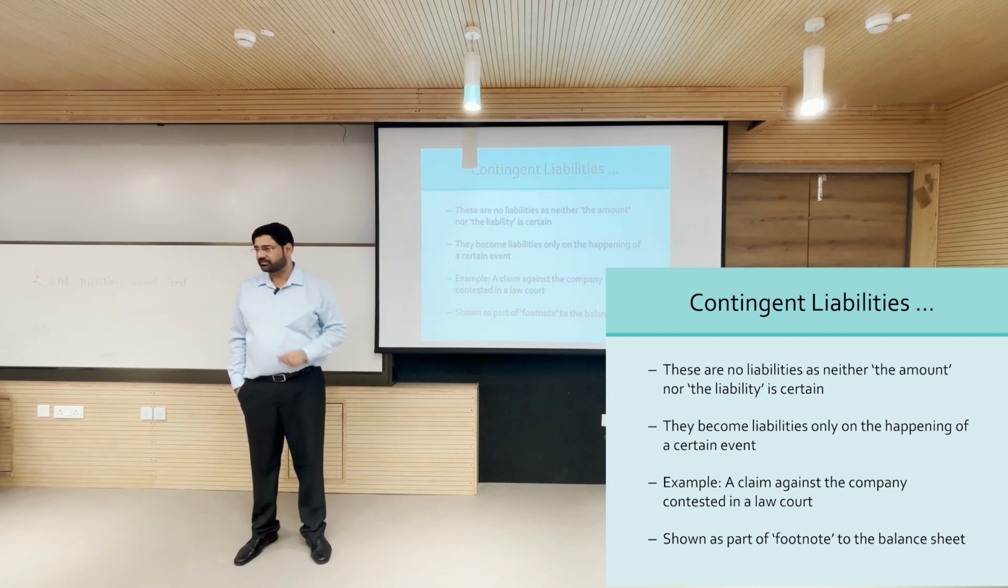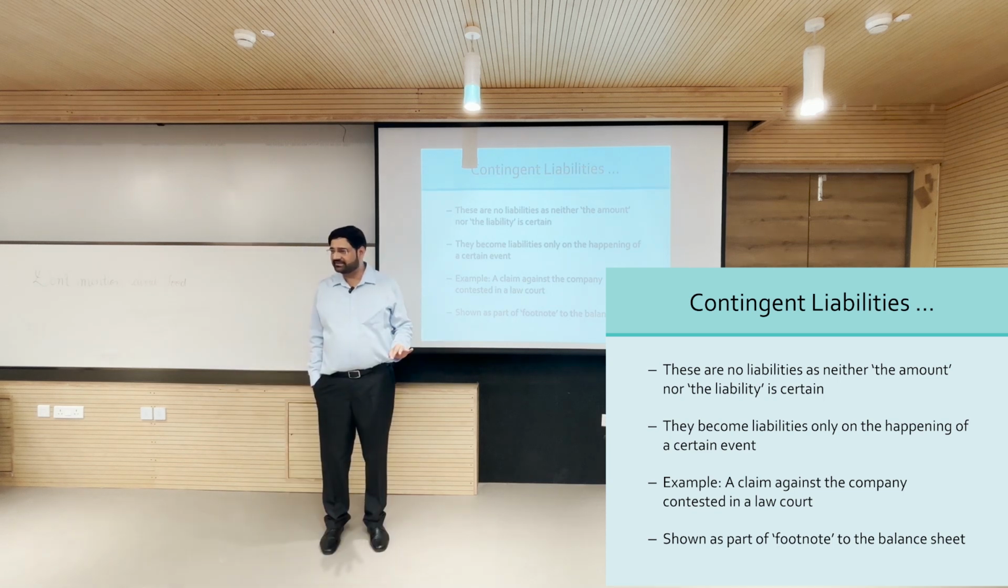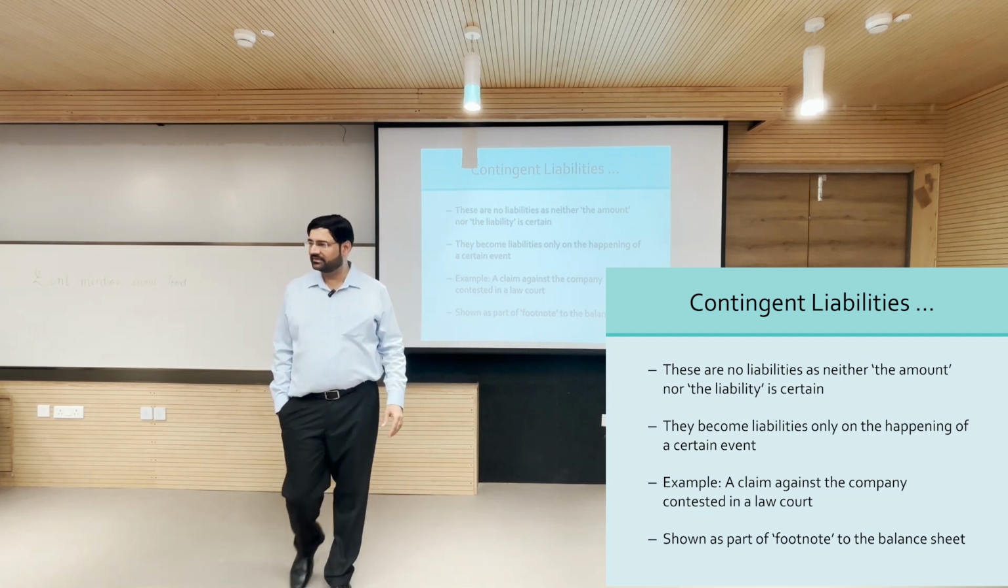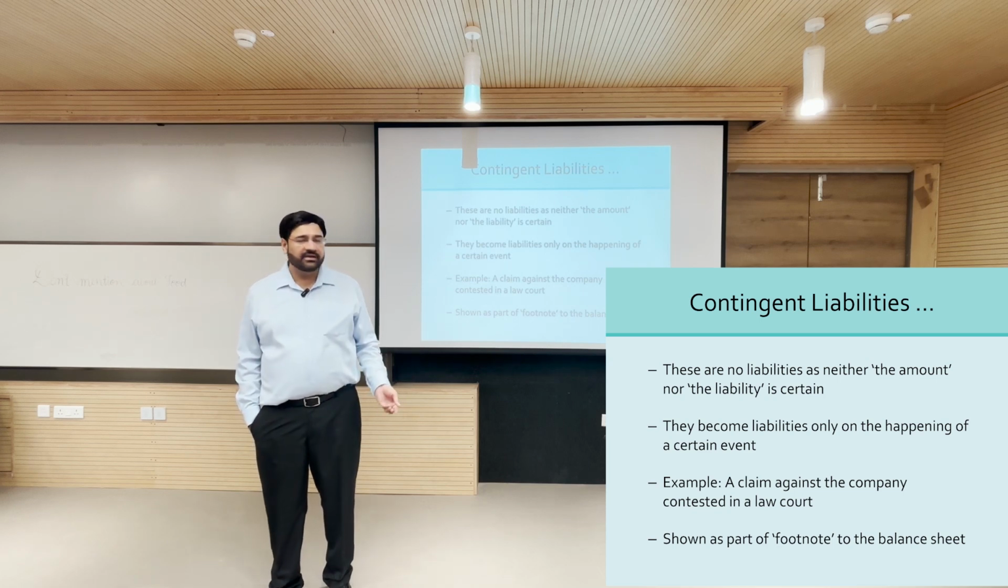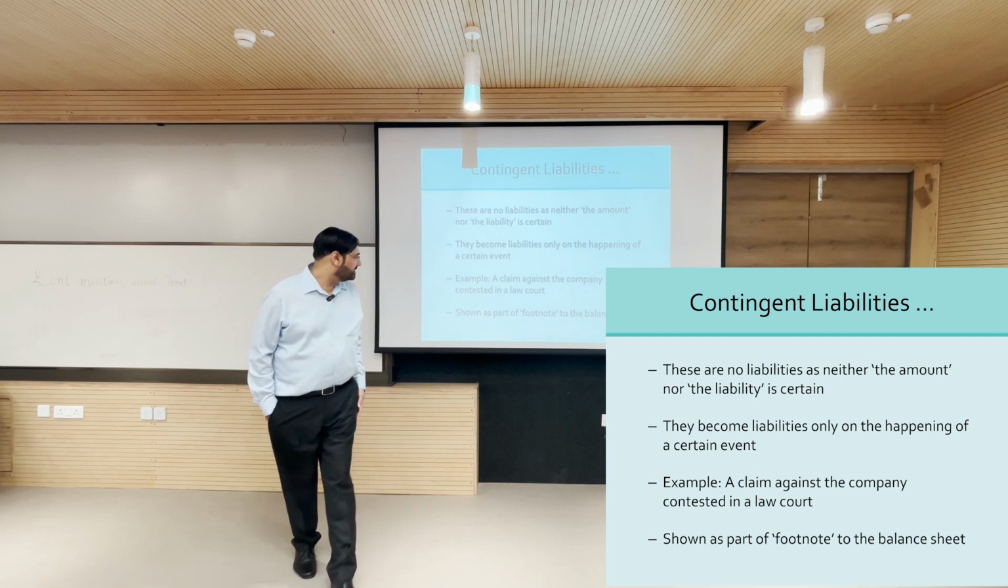Today is say 31st of March, you are closing your books, the court case is still on. Do you have a liability or do you not have a liability? The point is, we do not know. At this stage, we really do not know. 3 months later, the court decision comes. If we lose, we will show it as a liability. If we win, there is no liability.